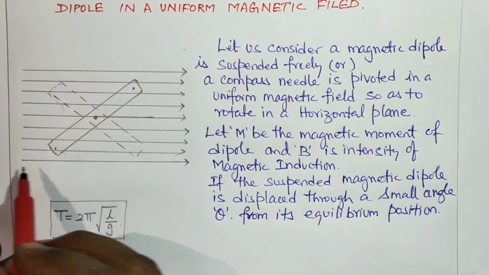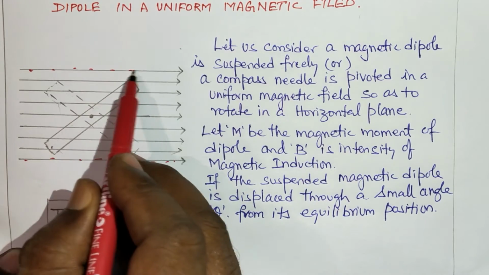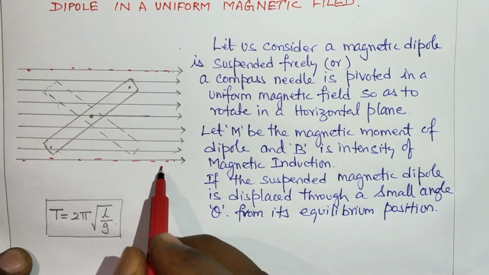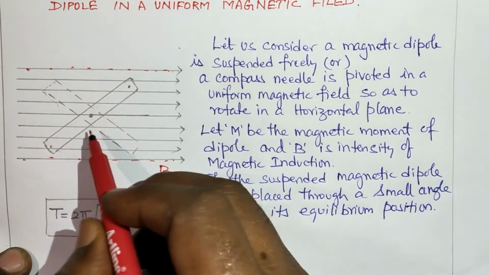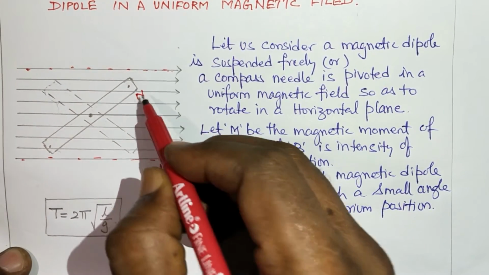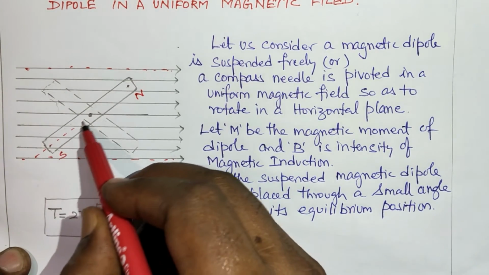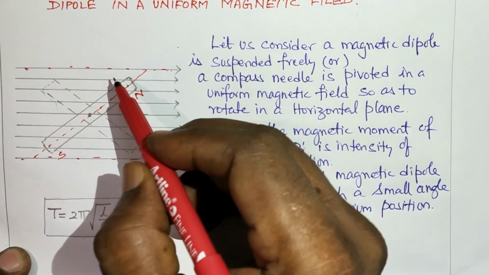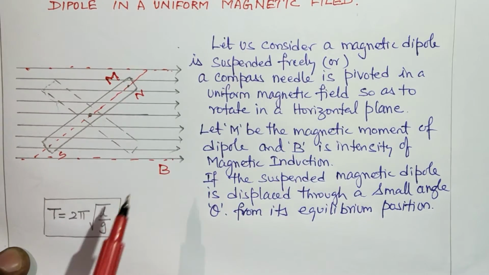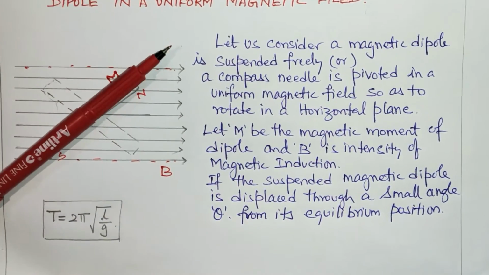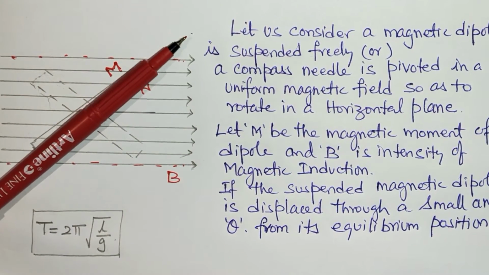For that I will consider a uniform magnetic field, which I have drawn here. This is the uniform magnetic field of field strength, let us assume, B. I have placed a magnetic compass in this uniform magnetic field. This is the north pole and this is the south pole of the magnet, and this is the magnetic meridian. Let the magnetic moment of this magnet be capital M. When I place this magnetic compass in this uniform magnetic field, it experiences a torque.